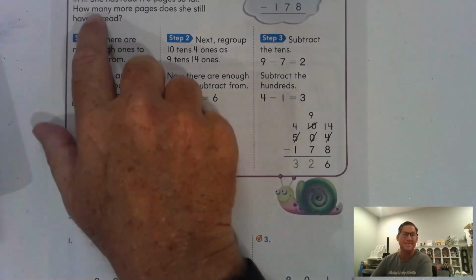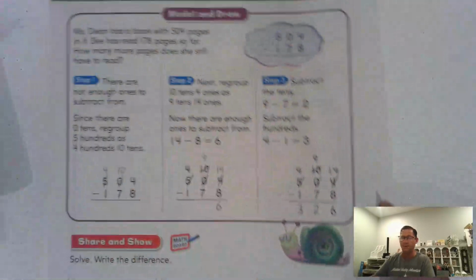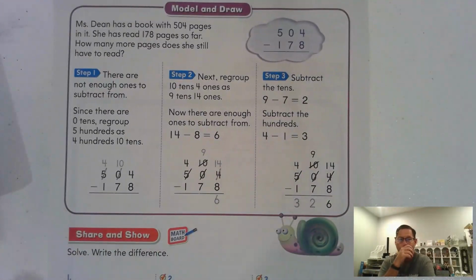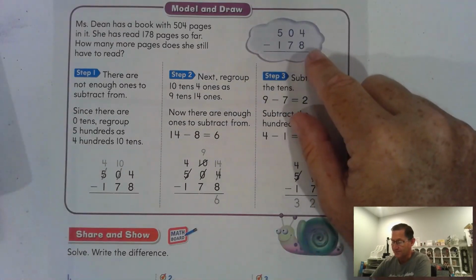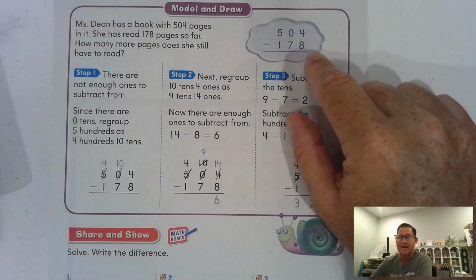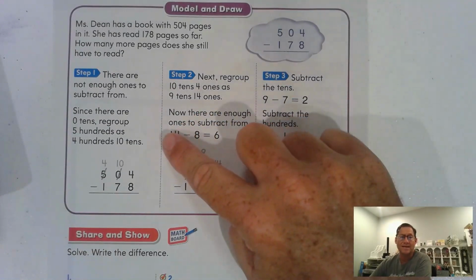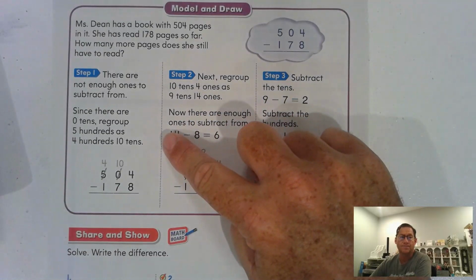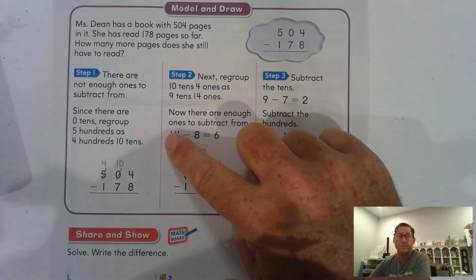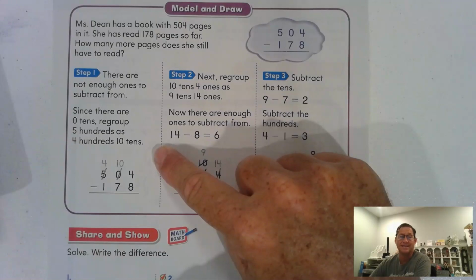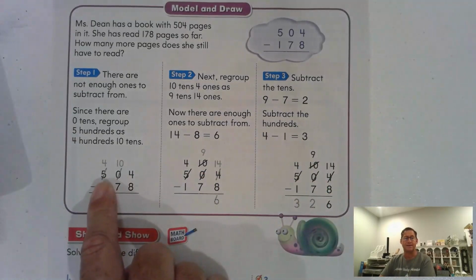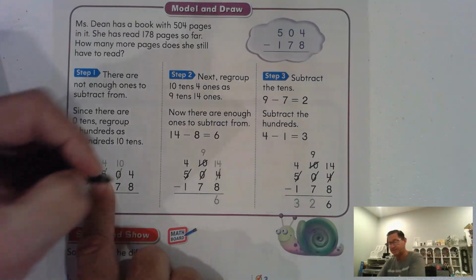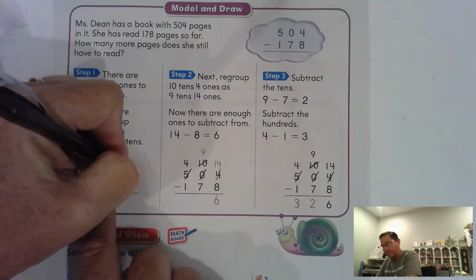Model and draw. Ms. Dean has a book with 504 pages in it. She has read 178 pages so far. How many more pages does she still have to read? Well, looking at this, there's not enough ones to subtract 8, right? Since there are no tens to regroup, since there are 0 tens, we're going to regroup the 500 as 400 and 10 tens. We're going to take from the hundreds and regroup as 10 tens.